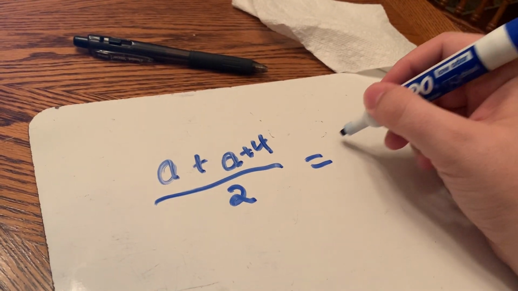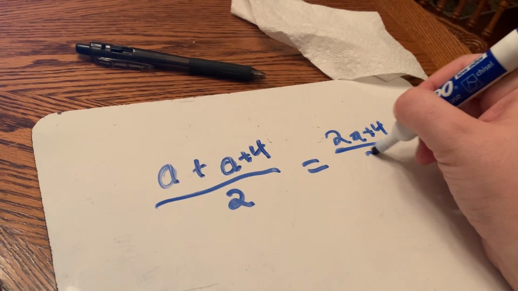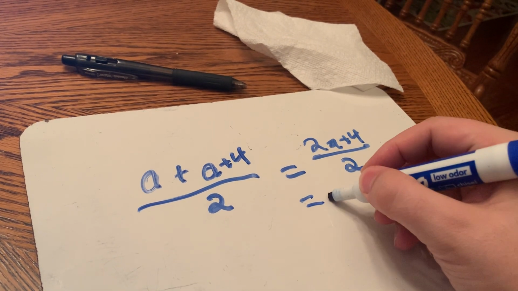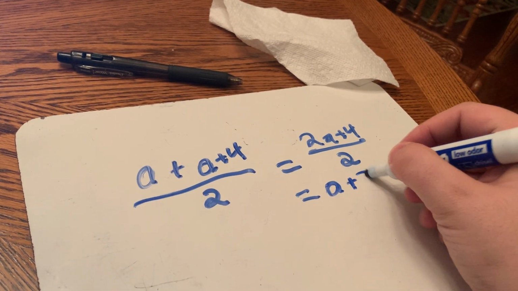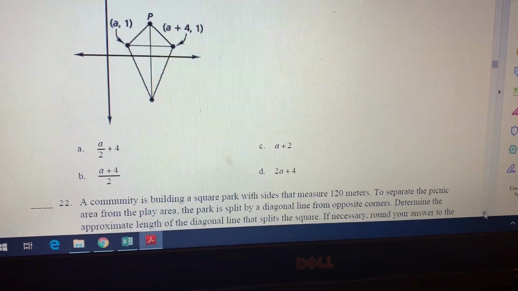If I add my 2 A's in my numerator, I've got 2a plus 4 over 2. 2a divided by 2 just leaves me a. 4 divided by 2 is 2, so that leaves me a plus 2, which is C. All right. One more.